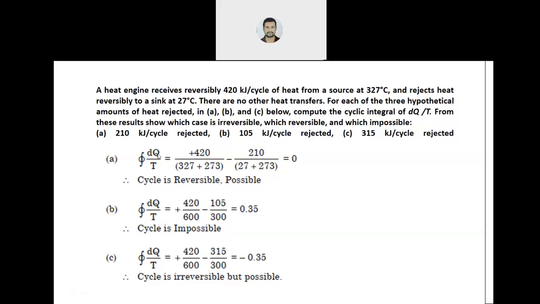Now solve this. Cyclic integral of dQ by T for the first case. What will be the value? Q is how much? 420. Q is 420. And now T, what is the value of T? See, this is about the source, so heat coming from the source. So Q by T, I will draw a diagram for you. You will understand it better.